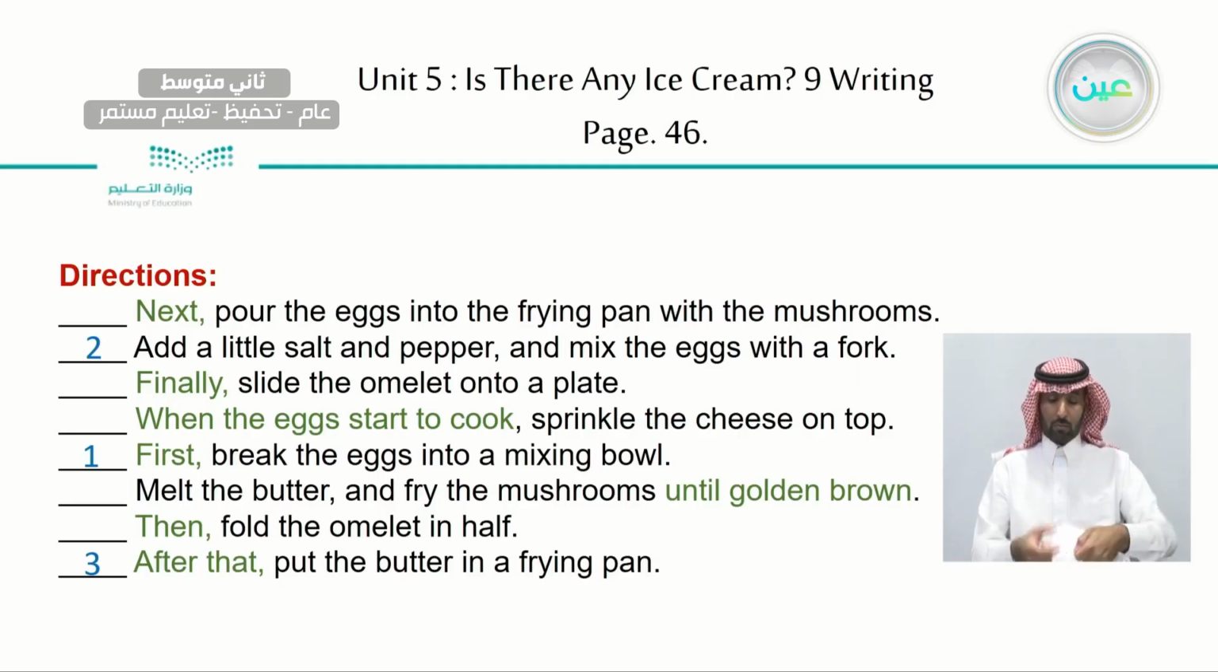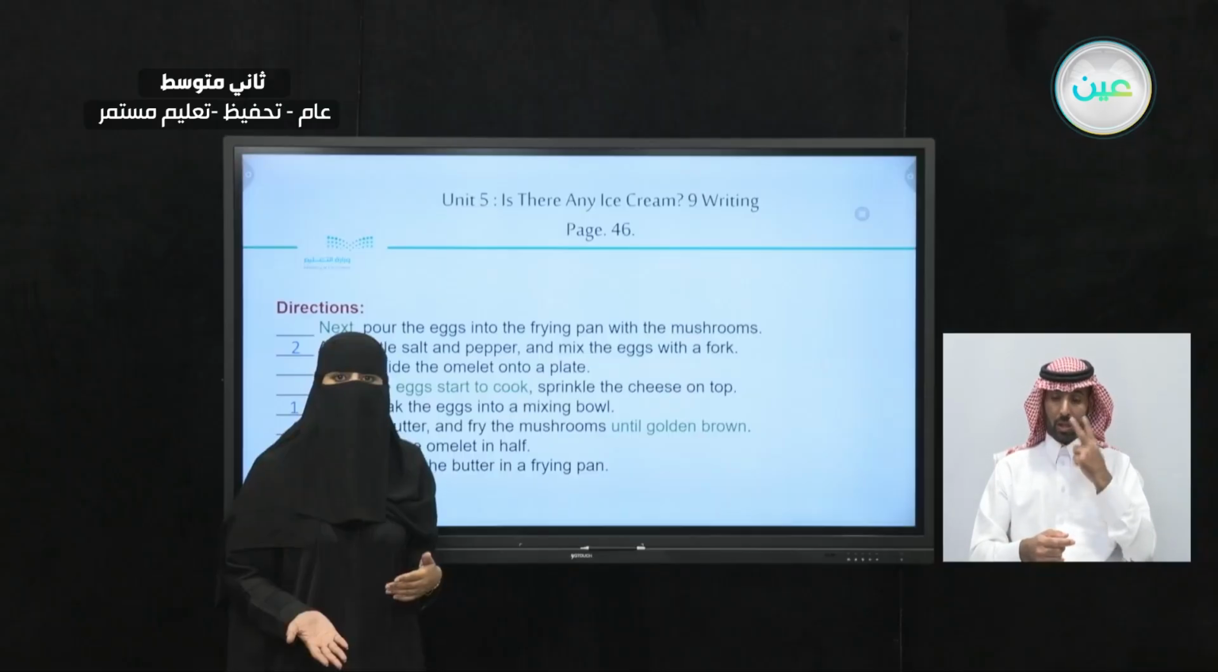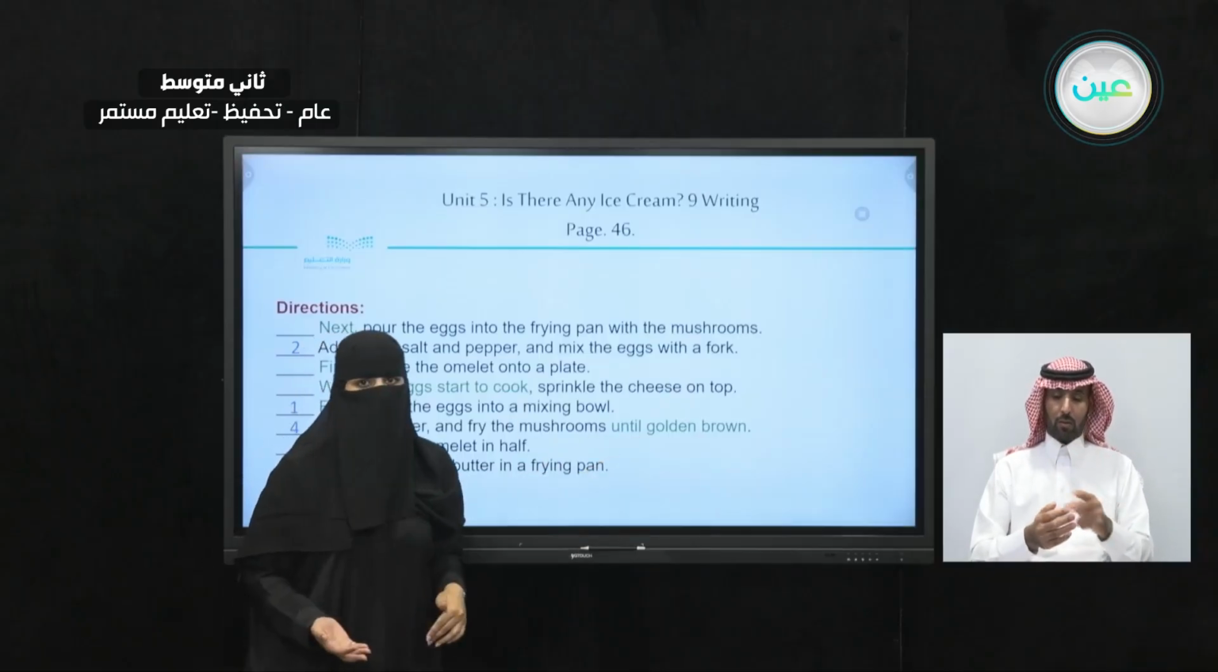What's going to happen to the butter? You're going to melt the butter and fry the mushrooms until golden brown. So here, when you put the butter in the frying pan, of course it's going to melt. When the butter is melted, what are you going to do? Fry the mushroom until I see the change, until it's golden brown.